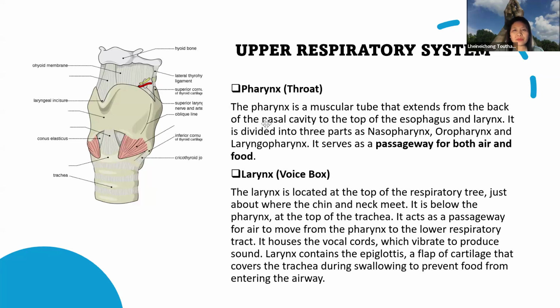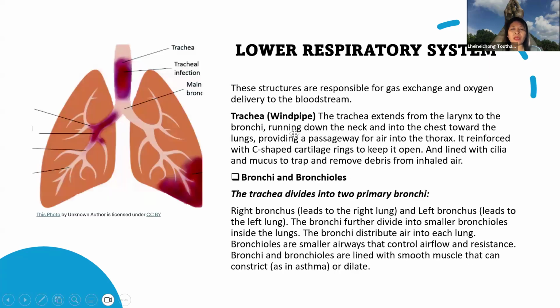In the next, we go to the lower respiratory system. So some of these respiratory system which are in the lower part are trachea, and this extends from the larynx to the bronchi, running down the neck and the chest towards the lungs, and it is reinforced with C-shaped cartilage rings to keep it open and lined with cilia and mucus to trap and remove the debris from inhaled air.